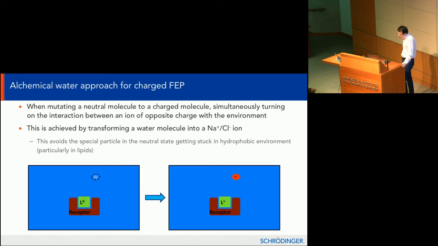In practice, this is achieved by changing a water molecule into a sodium or chloride ion. The purpose of using water is to avoid this special molecule in the neutral state getting stuck in hydrophobic environments. This is particularly important for membrane-bound proteins because hydrophobic particles can easily get stuck in lipids.